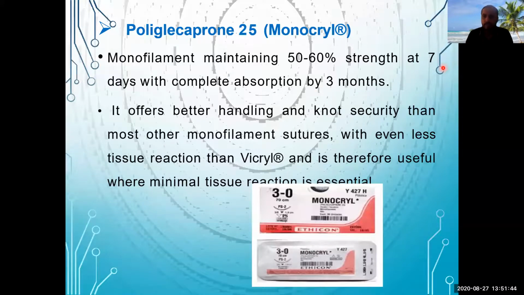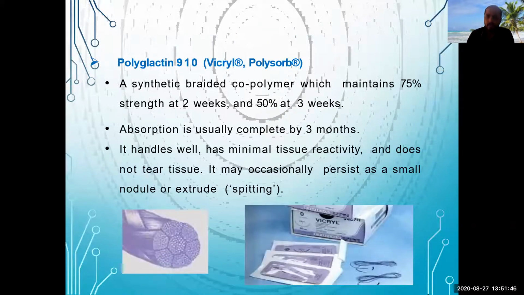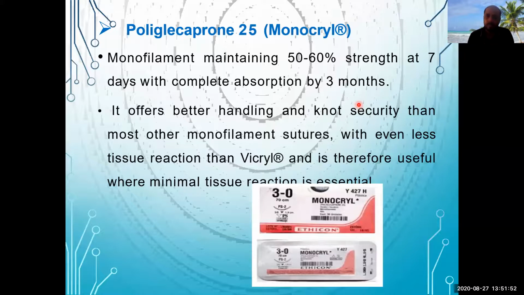Almost similar to the Vicryl, but in Vicryl we have said that it maintains the strength a little bit more than Monocryl. It offers better handling and knot security. This is the main advantage of Monocryl: pliability and knot security are much better than most of the other sutures, with even less tissue reaction than the Vicryl, and is therefore useful where minimal tissue reaction is essential.